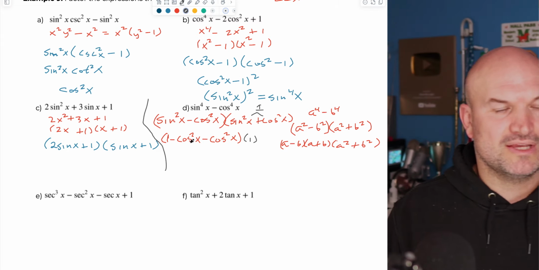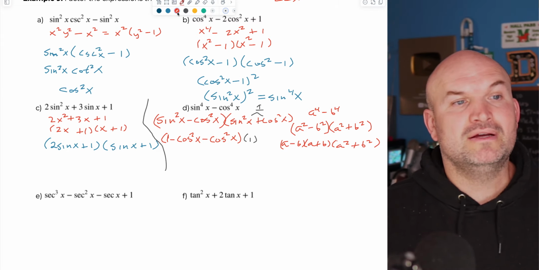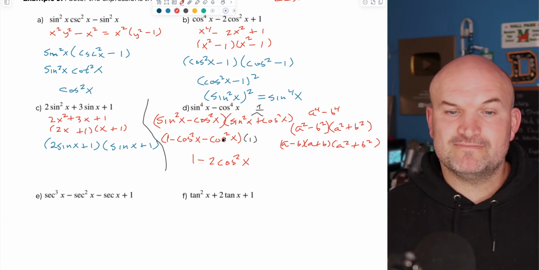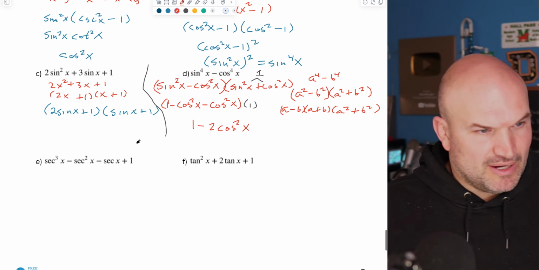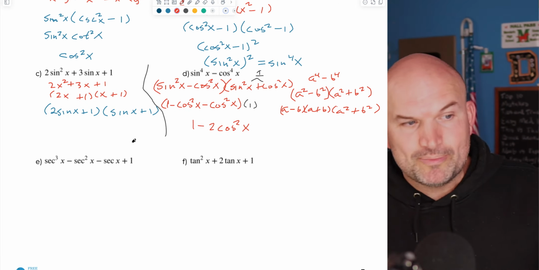So we don't really need to write the 1, but riddle me this. Negative cosine squared of x minus a cosine squared of x. You owe me $1, you borrow another $1, you now owe me $2. So this would be 1 minus 2 cosine squared of x. And voila.